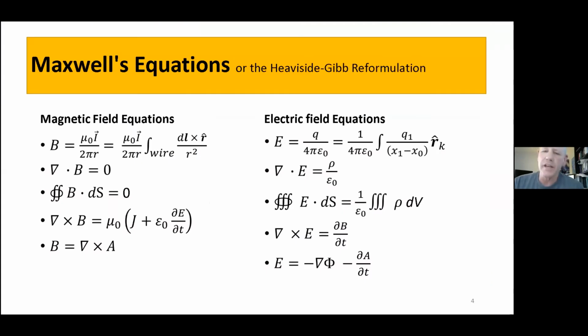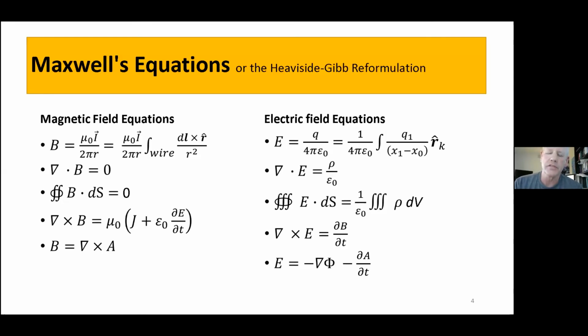So if I start from the beginning, right now we have two fields in physics. We have the electric field and the magnetic field, and they have two sets of equations that are separate. Originally they were thought to be two independent fields, but James Maxwell unified them. And these equations that I'm showing here are not really Maxwell's equations.